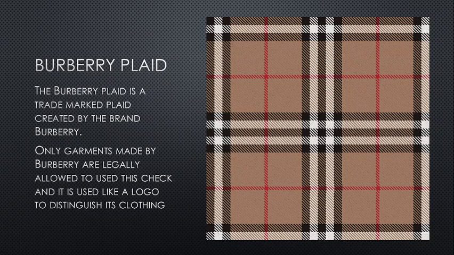The Burberry plaid. The Burberry plaid is a trademarked plaid created by the brand Burberry. It is actually a type of tartan because it is a symmetrical plaid, and it has been especially created to be linked to this iconic brand, just as tartans are created to be linked to specific family clans. Only garments made by Burberry are legally allowed to use this check, and it is used much like a logo to distinguish its clothing from others.